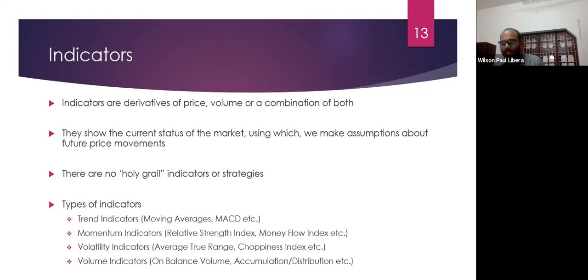And then we have volume indicators like on balance volume, accumulation, distribution. These are all names of indicators. Whatever I have given inside the brackets are the names of indicators: moving averages, MACD, relative strength index, money flow index, average true range, choppiness index, on balance volume, accumulation, distribution. All these are the names of indicators. As I told you, all of them are derivatives of price, volume, or a combination of both.